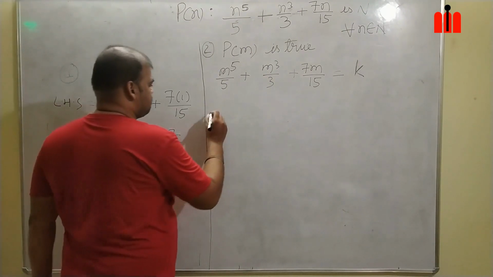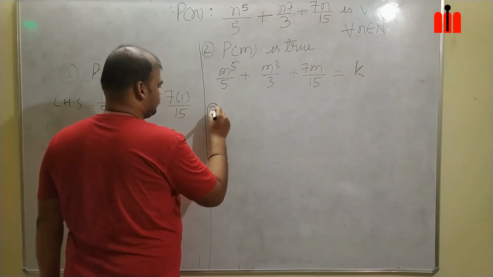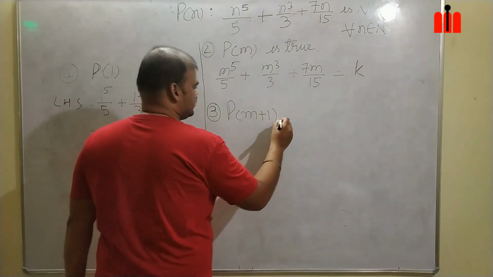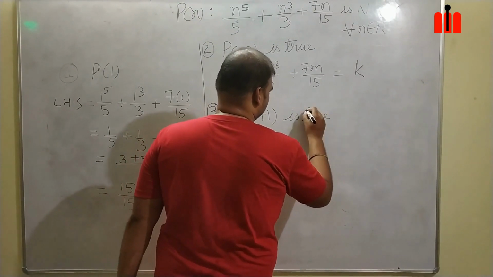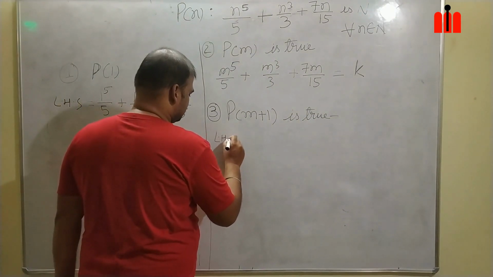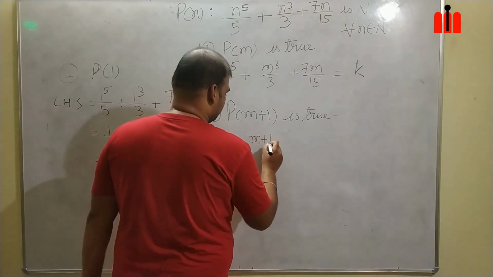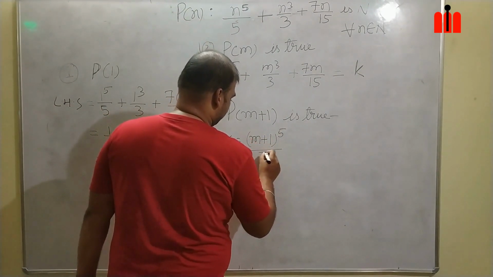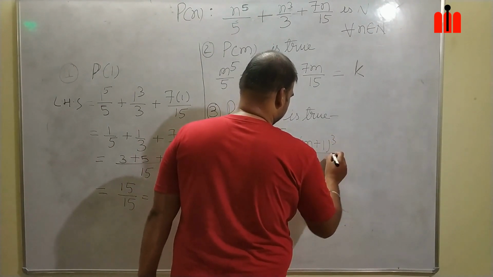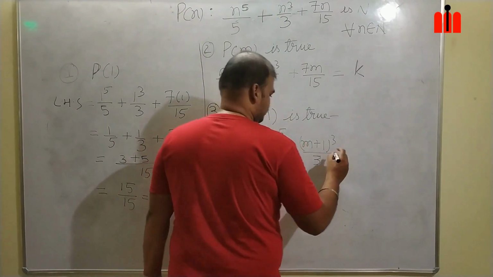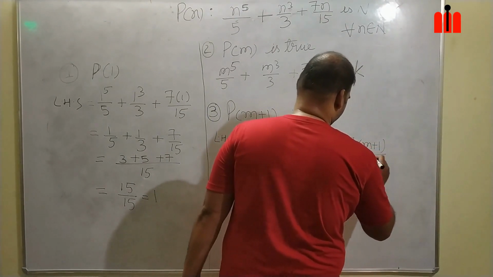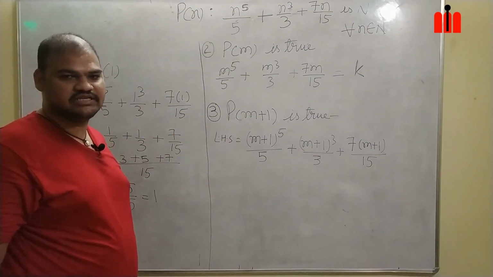Now my third step is the induction step. In this step I have to show that Pm plus 1 is true. So this is what I have to show. This is what our aim is. So how does my Pm plus 1 look like? The LHS of Pm plus 1 will be m plus 1 to the power of 5 by 5 plus m plus 1 to the power of 3 by 3 plus 7 into m plus 1 by 15. Okay, so this is how my LHS will look like.